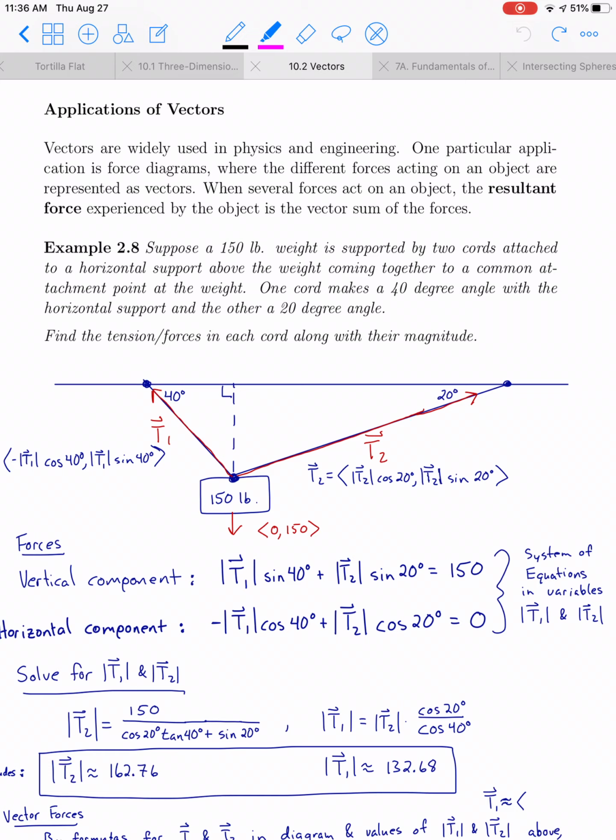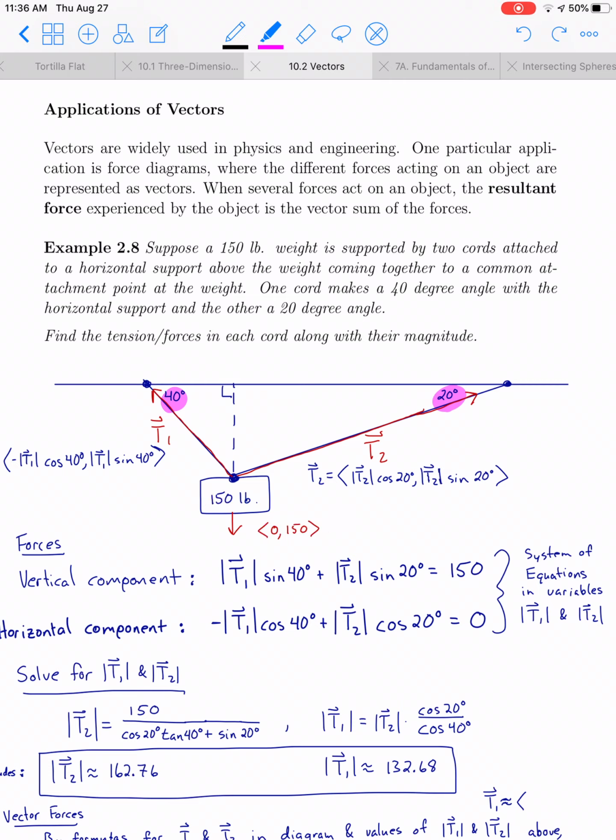Now, here's the picture of that. Horizontal support, we've got 40 degrees with one of these cables, 20 degrees is the angle formed by the second cable. We have a 150-pound weight at their common attachment point. This is a downward force, the only vector we can write down right away, of 0, negative 150.